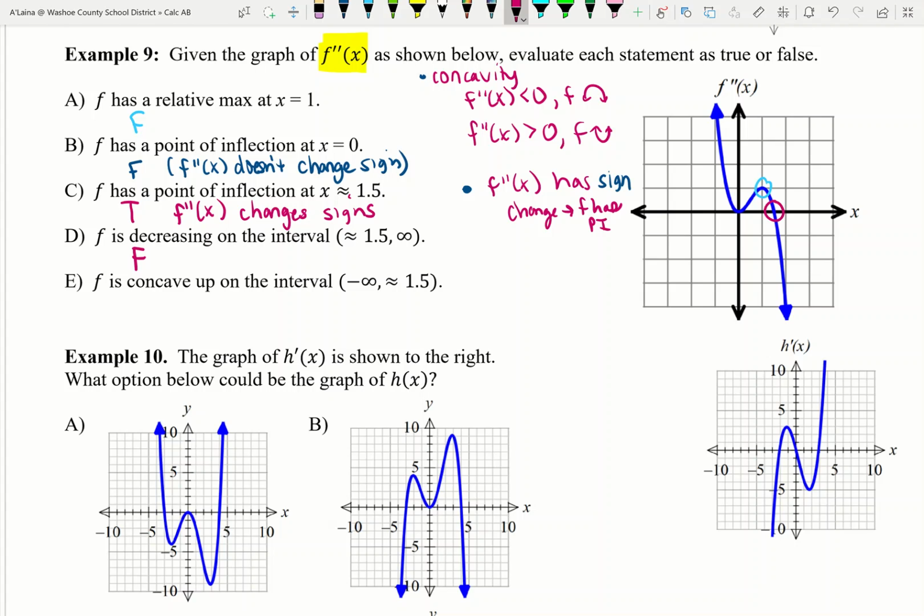And E, f is concave up. Well, f will be concave up where the second derivative is greater than 0. So let's just see if we are above the x-axis here. We're going from negative infinity to 1.5. And yes, indeed, f double prime is above the x-axis. So this is a true statement.